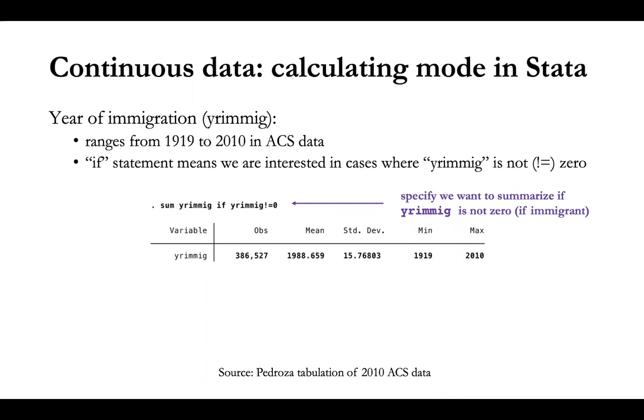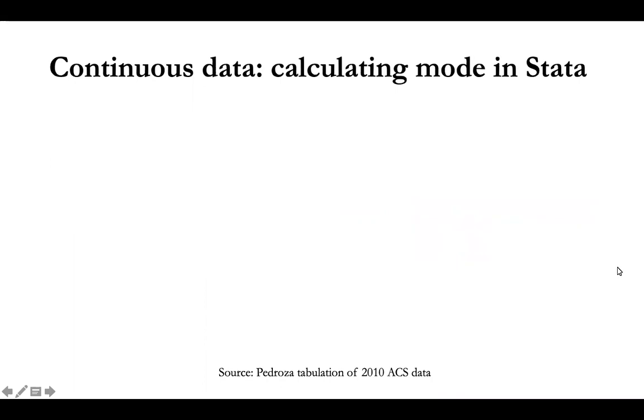Because they never immigrated, so they're assigned a value of 0. So we can see the mean here is 1988. The mean year for when immigrants arrived in the US is 1988, and we'll formally define the mean in a moment. For now, let's talk about how we're going to get the mode.